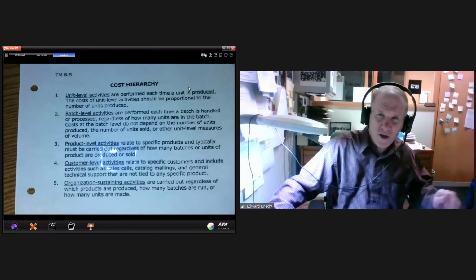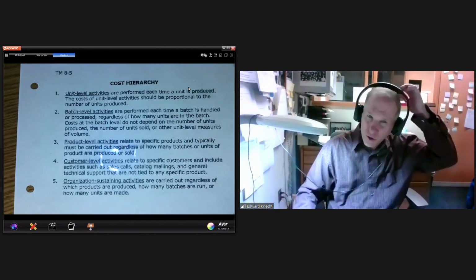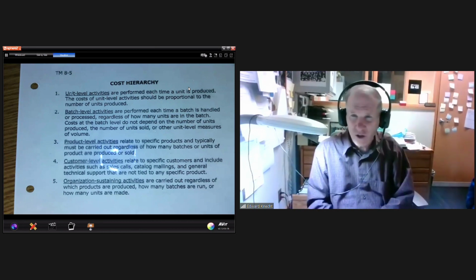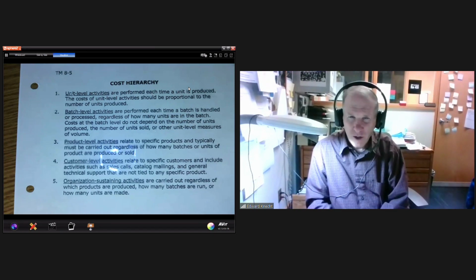Unit level activities are performed each time a unit is produced. The cost of unit level activities should be proportional to the number of units produced. Batch level activities are performed each time a batch is handled or processed, regardless of how many units are in the batch. Costs at the batch level do not depend on the number of units produced, the number of units sold, or other unit level measures of volume.